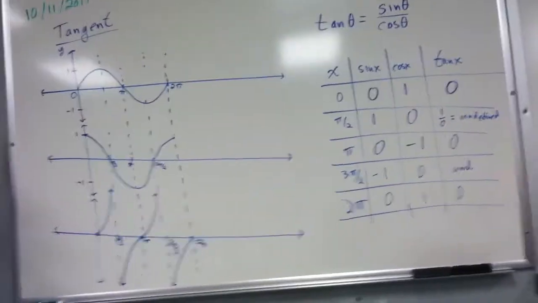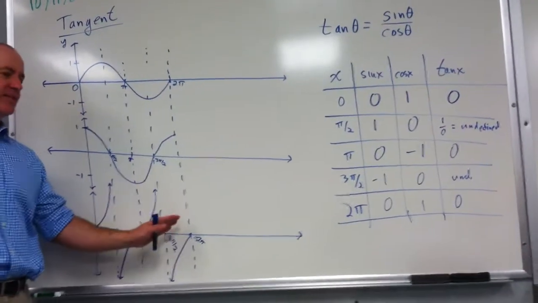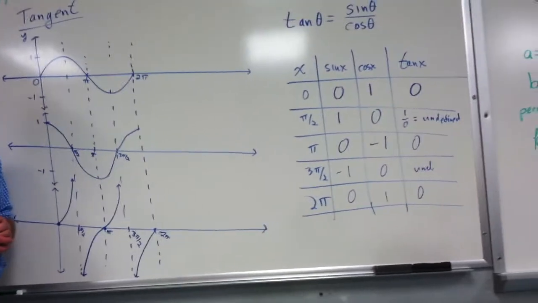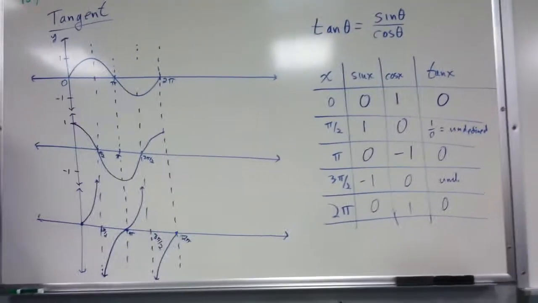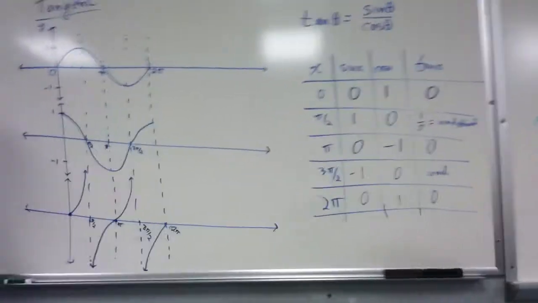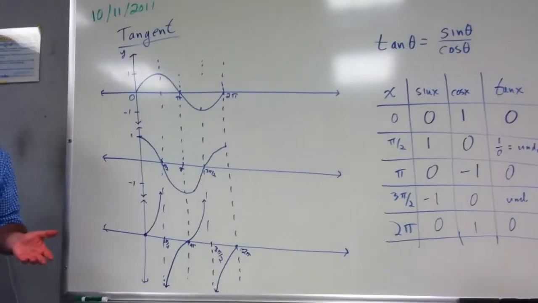Interesting point about the period. This pattern winds up repeating twice as often as sines and cosines. So what do you think the period is of a tangent function? Just pi. Just pi. It's got half the period of that.